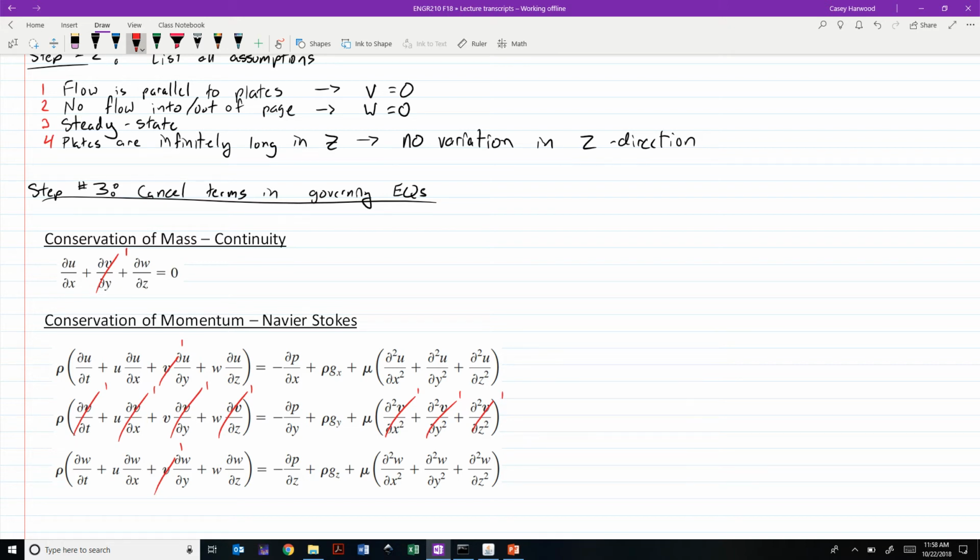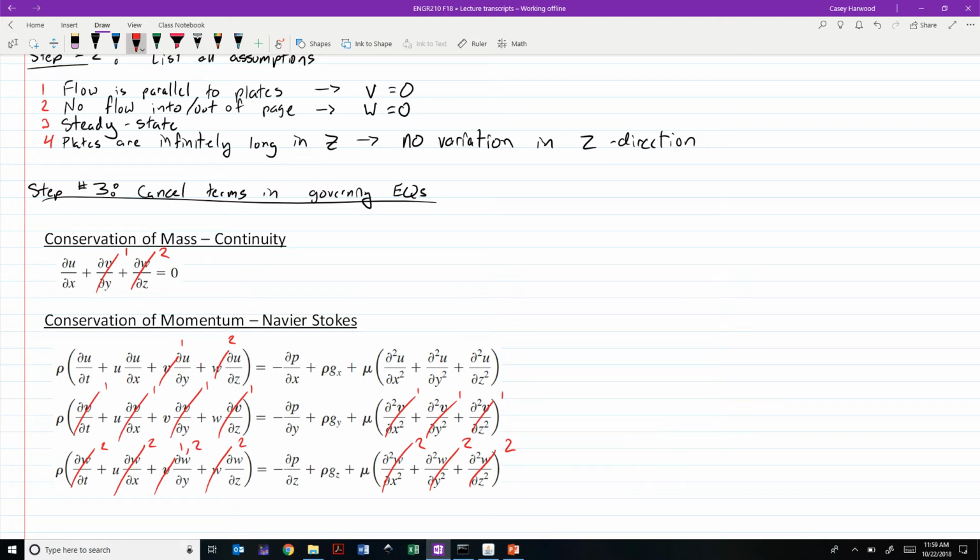All right, assumption number 2. No flow into or out of the page. In other words, w equals 0. Similar thing. Anything that's got a w, we'll cancel out and attribute that to 2. 2, 2, 2. This one can be canceled out both due to 1 and 2. Cancel, cancel, cancel. And, oops, and a continuity equation.